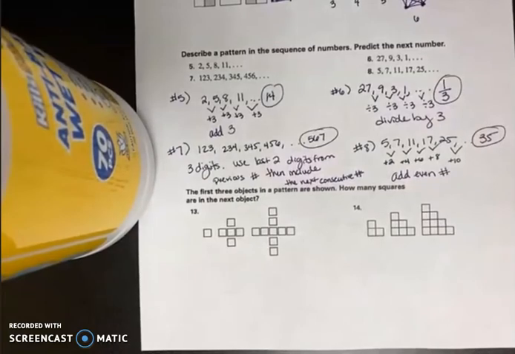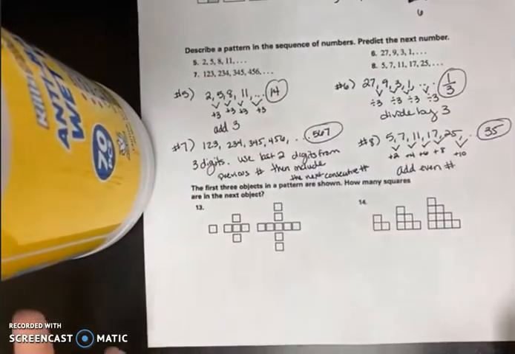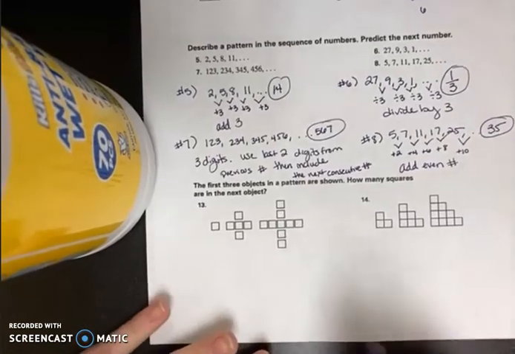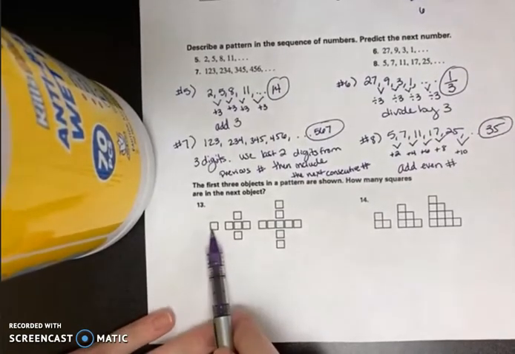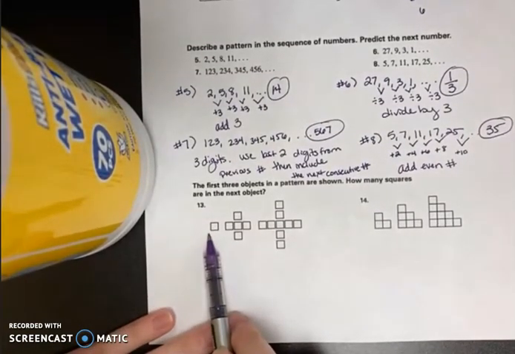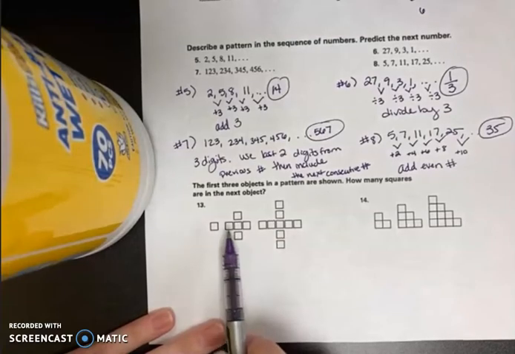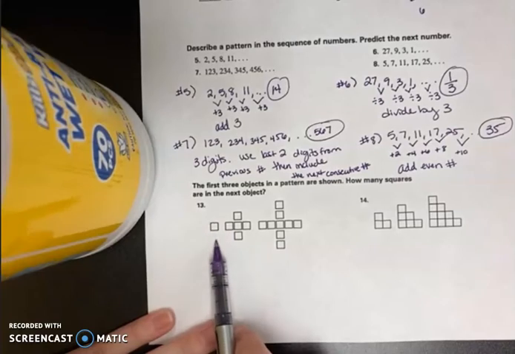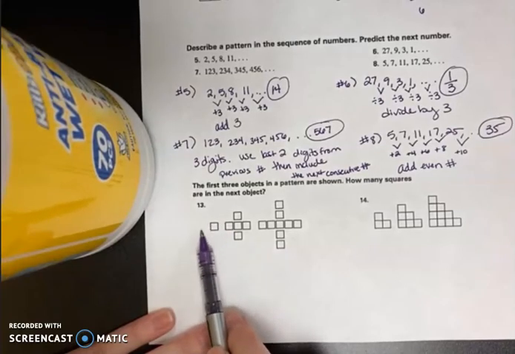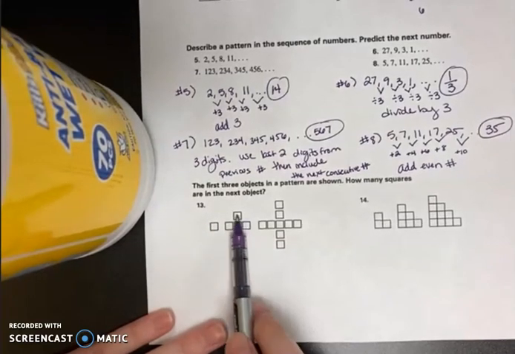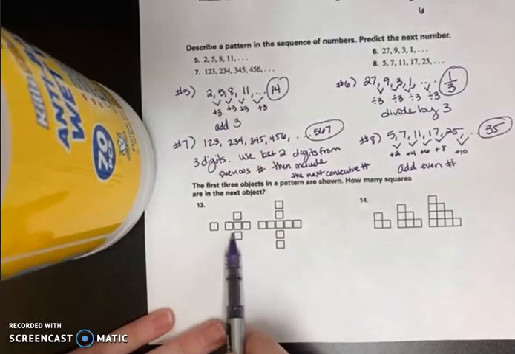13 and 14 are pretty similar to what we did for 1 through 4. We're just given a sketch and you're supposed to draw the next figure in the pattern. So here I can see I started off with 1 square. And then the next one, notice how each side of this square we've added another square. So I really added 4 squares, 1 on each side of the original square.